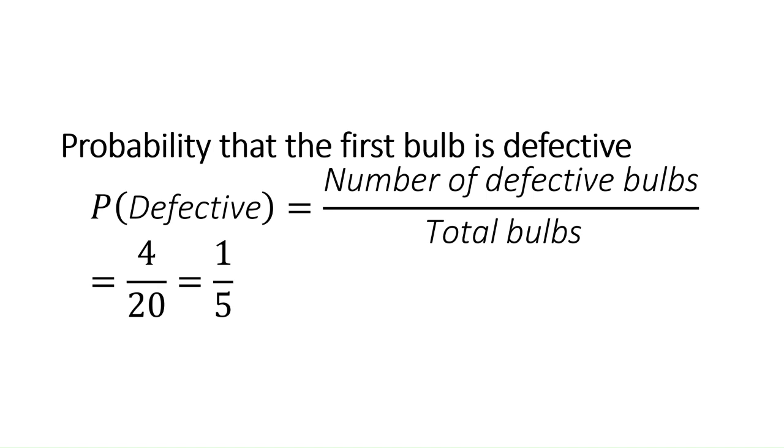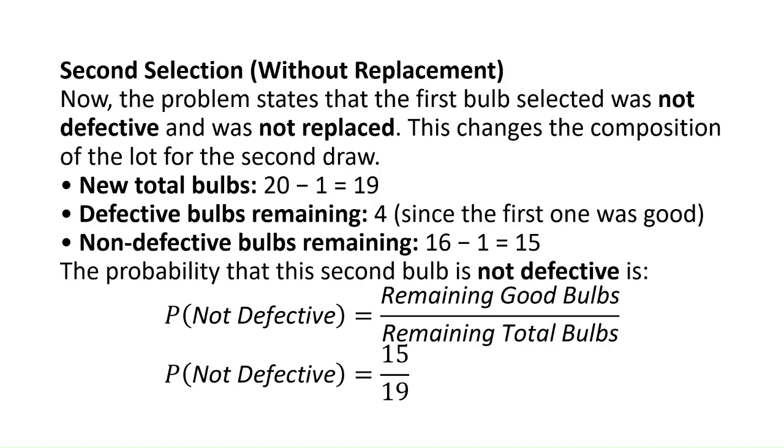Now how many defective bulbs are there? Four are there. So 4 by total number of bulbs, which is 20. 4 by 20 is equal to 1 by 5. Now what is the second scenario?